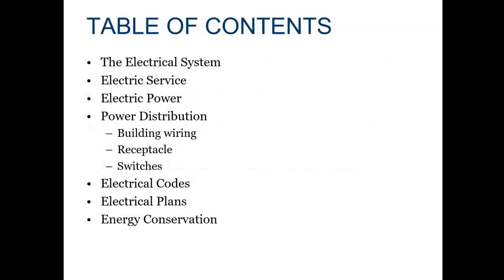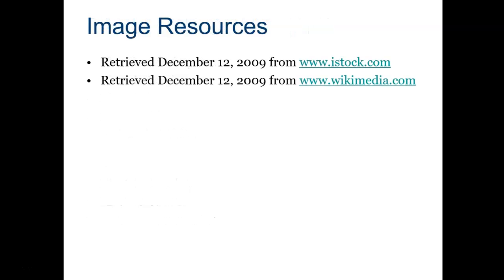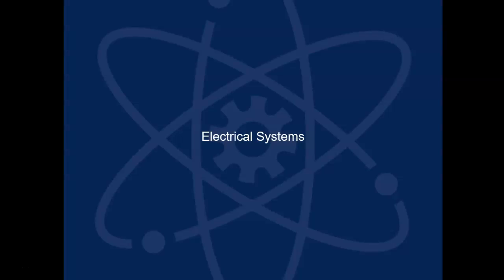So we've gone over the electrical system, the electric service, the electric power, power distribution, building wiring, receptacles, switches, electrical codes, electrical plans, and energy conservation. The next thing you're going to need for an assignment is a large, clean layout floor plan of your home design. And then you are going to do the electrical plan and the layout for your home.